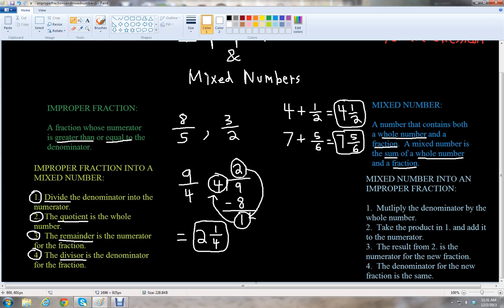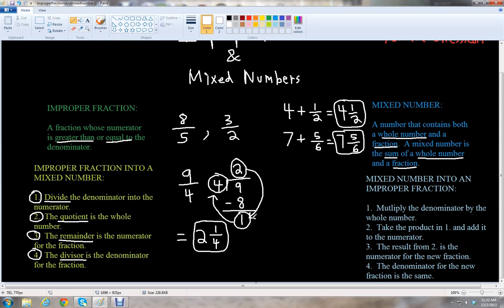So 4 into 9 went 2 times, and then we did 2 times 4 is 8, and then subtracted. 9 minus 8 is 1. And so the quotient, which was 2, this was our whole number. And then we have the 1, which is the remainder, that's the numerator for our fraction, and the divisor 4, which is the denominator of the fraction. So we had 2 and 1/4.